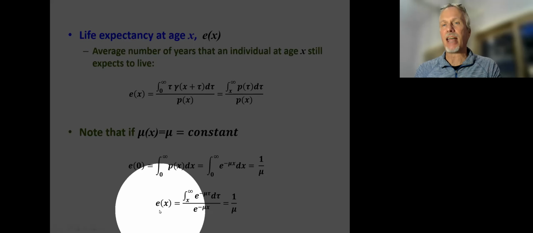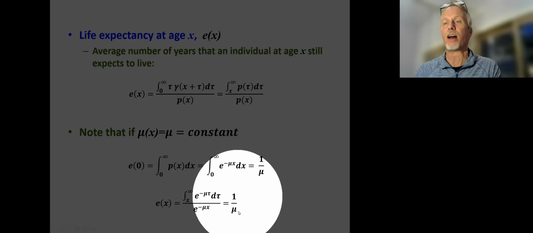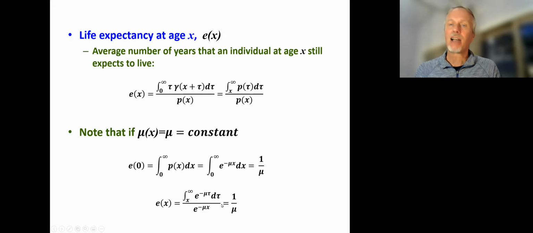But another interesting aspect here is that when mu is constant, the life expectancy at age x that is computed in this way is again equal to 1 over mu. So regardless of how long an individual has lived, because the mortality rate is constant, its life expectancy from that age forward still remains the same, 1 over mu on average.